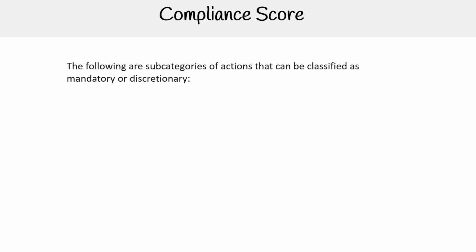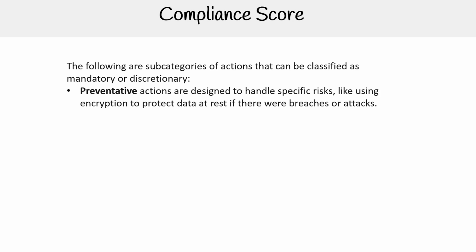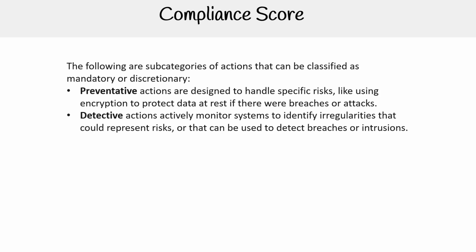So back to the type of actions, the following are subcategories of actions that can be classified as mandatory or discretionary. So preventative actions are designed to handle specific risks, like using encryption to protect data at rest if there were breaches or attacks. We have detective actions, and these actively monitor systems to identify irregularities that could represent risks, or that can be used to detect breaches or intrusions.